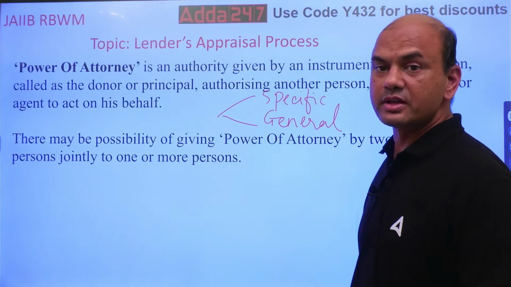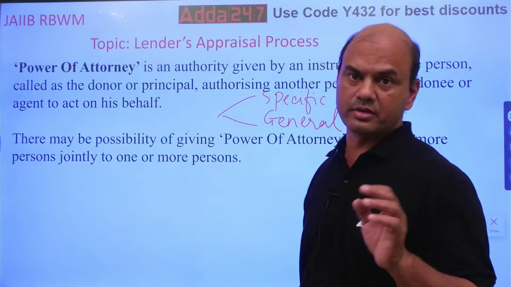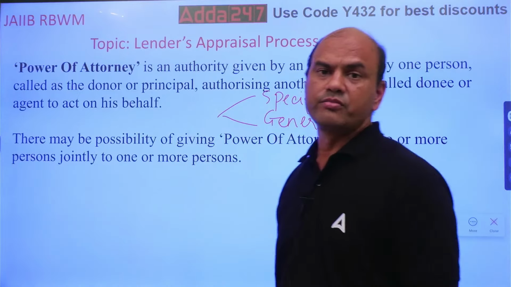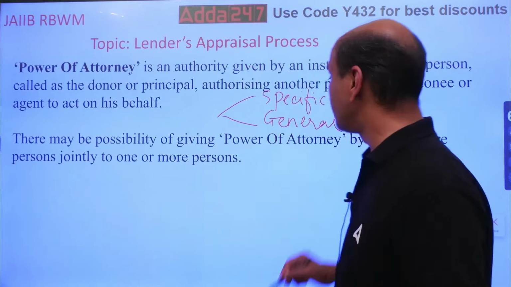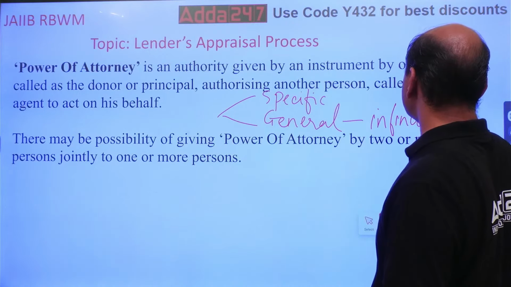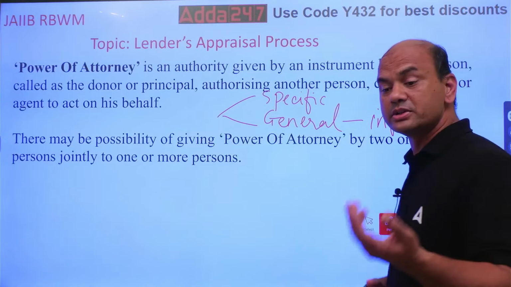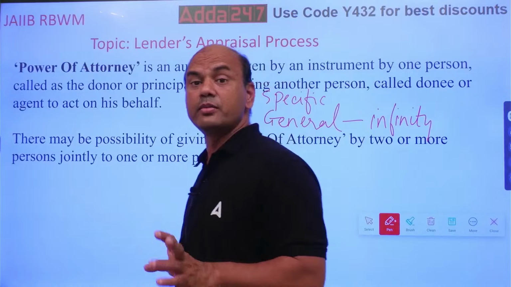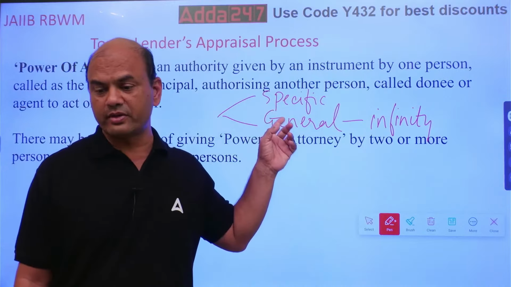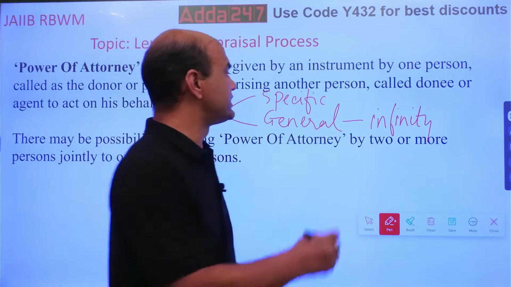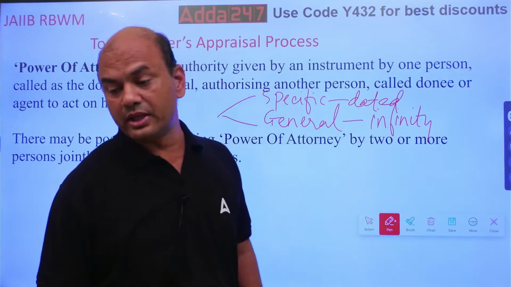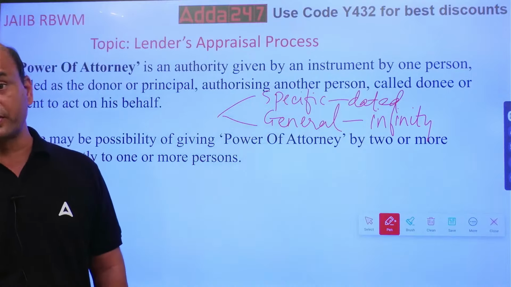Specific means it is always related to one project only, one work. General means I'll give you a general POA, and this POA will be valid till infinity, up to the time I close it. General is always valid till infinity until I close it, or until the principal closes it, or anyone amongst us expires. Up to that time it continues. Specific POA, whenever I give it, is always dated, which means up to a certain date only. That is known as specific POA.